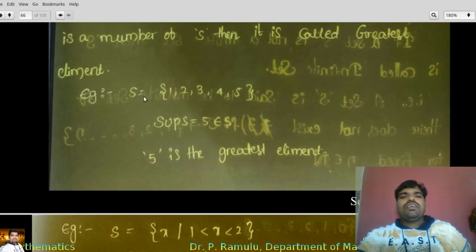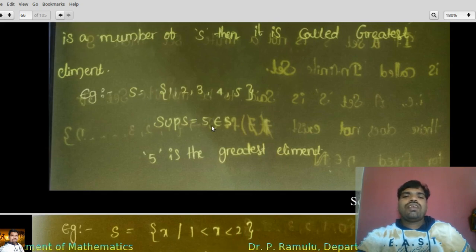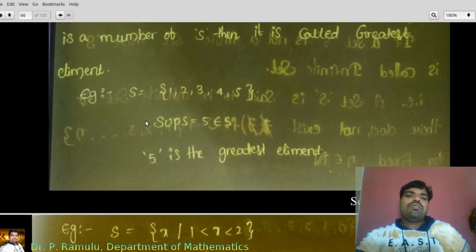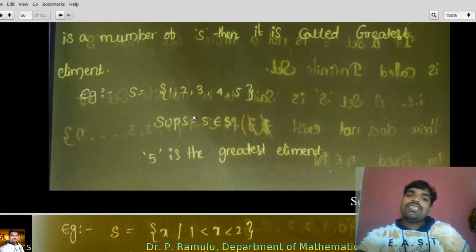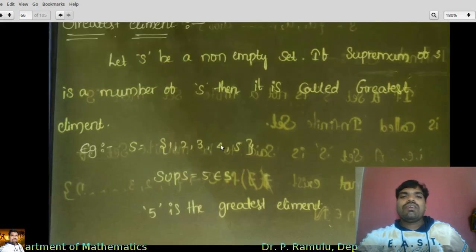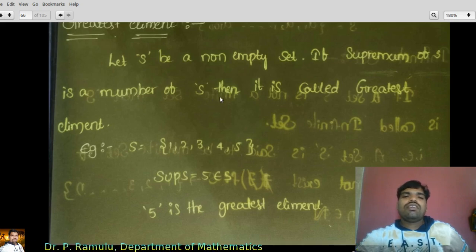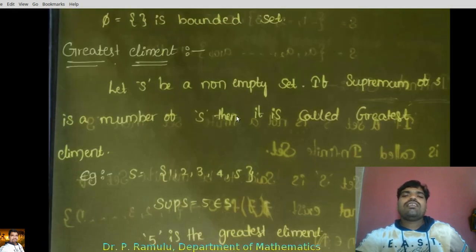For example, I am taking here S. What is the supremum? The supremum is equal to pi. Does pi belong to S? Yes. Therefore, the supremum of S is a member of S. That means the supremum belongs to this set only. Only if the supremum of S is a member of S is it called the greatest element. S has a greatest element.